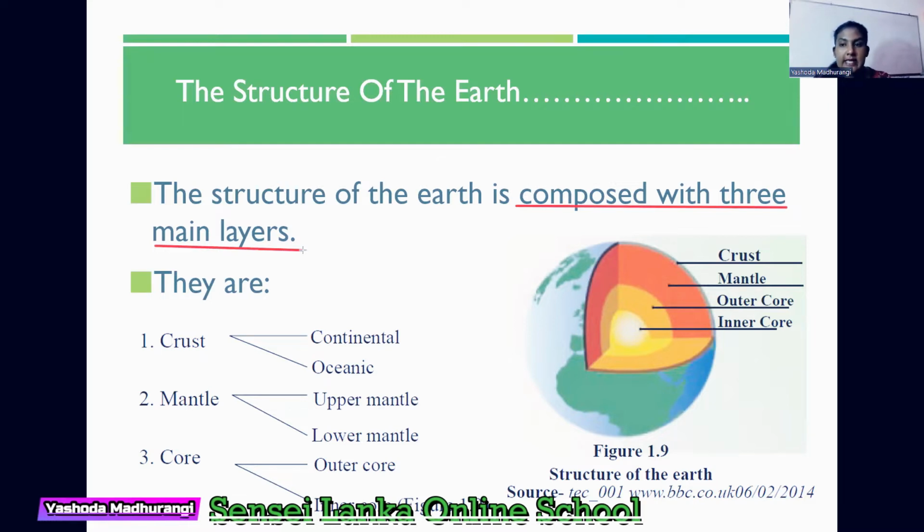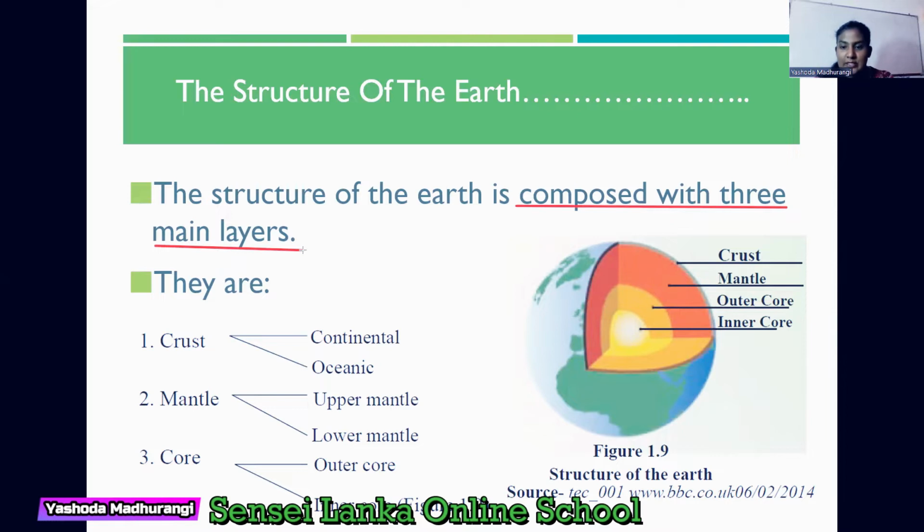When we are discussing it deeply, we can divide them into several parts. Crust can be divided into 2. Mantle can be divided into 2. Core can be divided into 2. That is the way of learning. When we classify them like this, it is easy to understand and easy to remember. They will go into our mind quickly and easily.